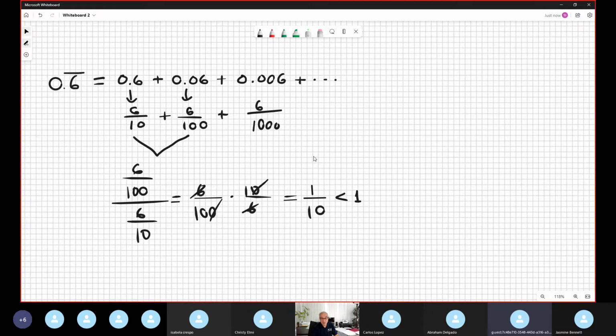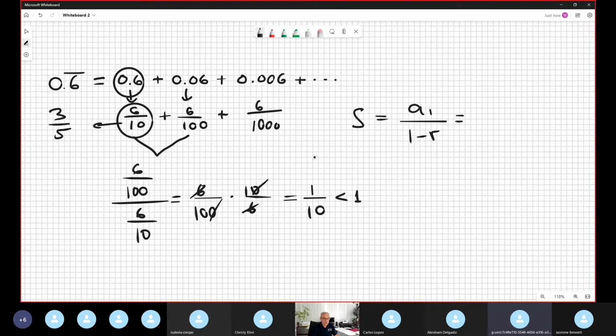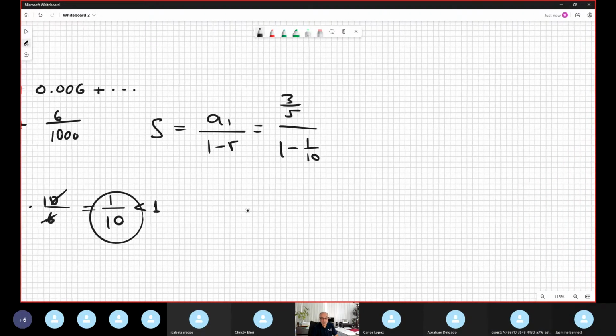And converges to what value? Well, I have no idea. The formula is S equals A1 over 1 minus R. A1 is the first term, que es this. Okay, by the way, in fraction it is this. When you simplify it is 3 over 5, because 6 and 10 are divisible by 2, no? So actually it's 3 over 5 divided by 1 minus R, que es 1 over 10. Okay, nice.